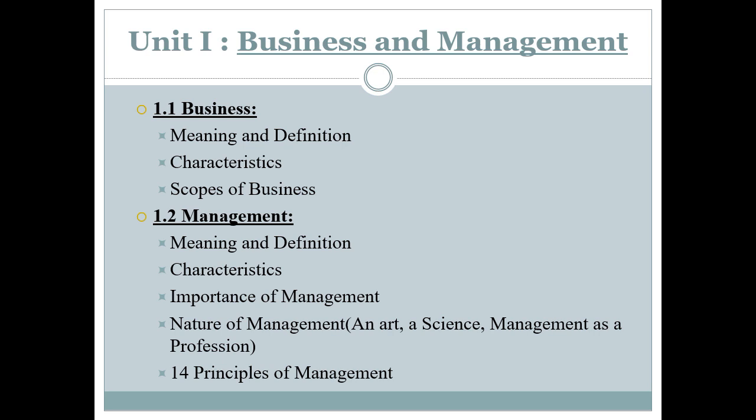Unit number 1 is titled Business and Management, in which the first part is business. In business, we would study the meaning and definition of the term business. First of all, we will introduce the term business and then we will discuss meaning and definitions given by different thinkers. Then the characteristics of business. We will see the different features which define the business term. Then we will see the scope of business.